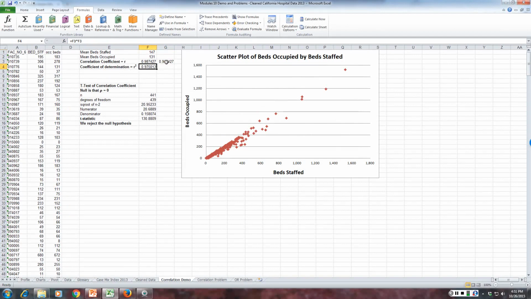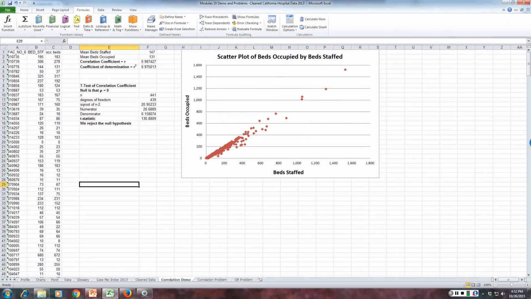As I mentioned in the lecture, R squared is pretty easy to calculate off that. You would just take the square of the correlation coefficient to get R squared. So that's easy enough to do.